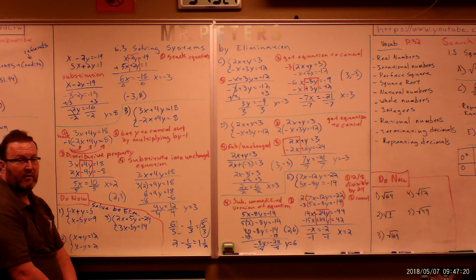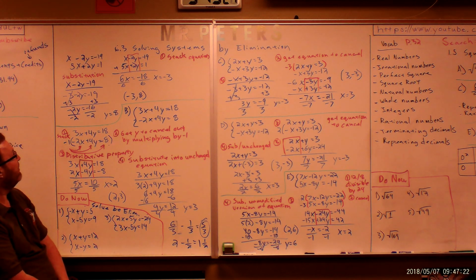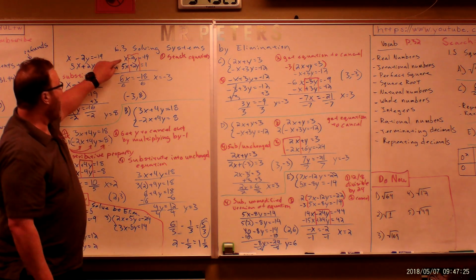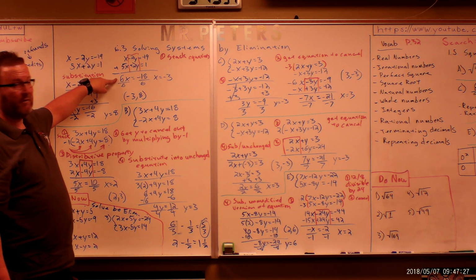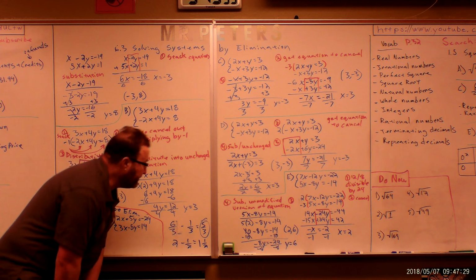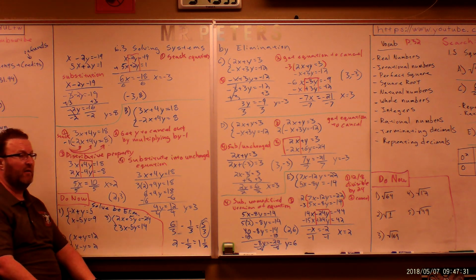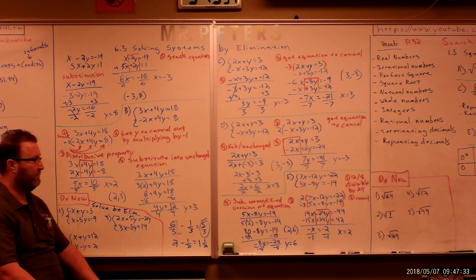Where did you get 6? Which one? For the first one. What's 5x plus x? Oh, okay. X is the one. Yes. Do you have to agree with this? No. You just need to do it.